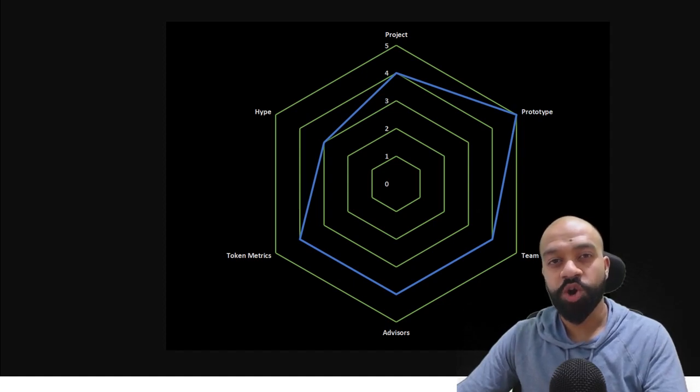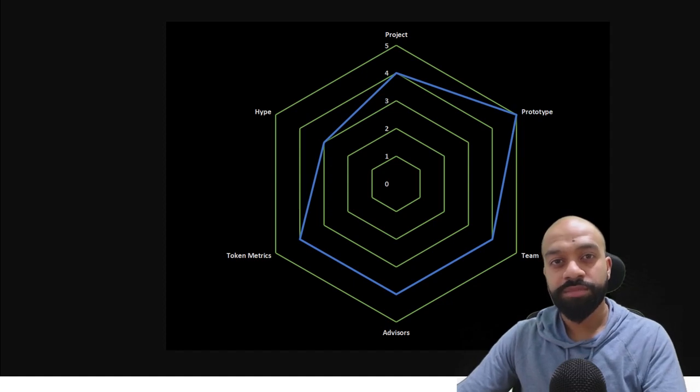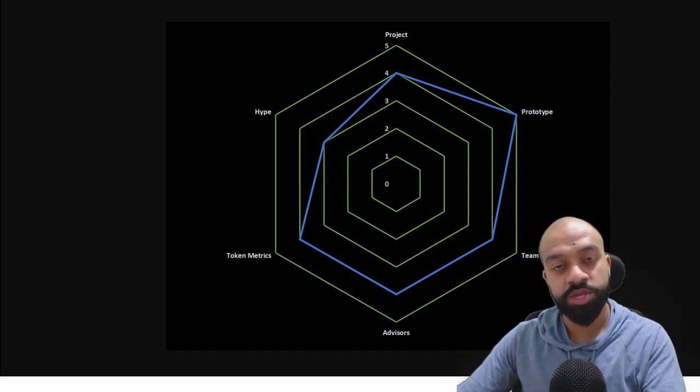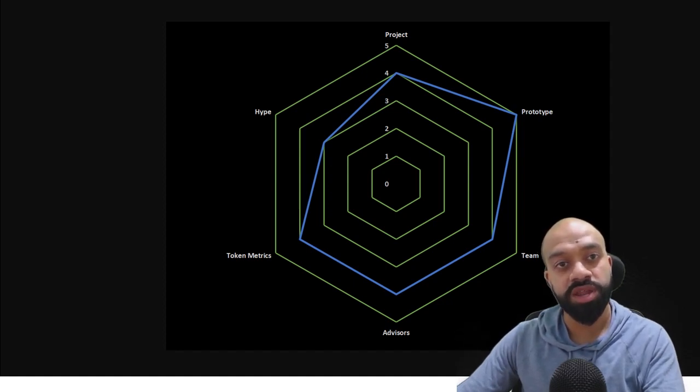Now, in terms of token metrics, I certainly like what I'm seeing. I've given it a 4 overall, purely because I like the vesting period that they've got within there for all elements. First of all, if we look at the team, vesting periods are 3 years. If we look at the actual token sale, anyone involved in private and pre-sale will have a vesting period of 3 months.